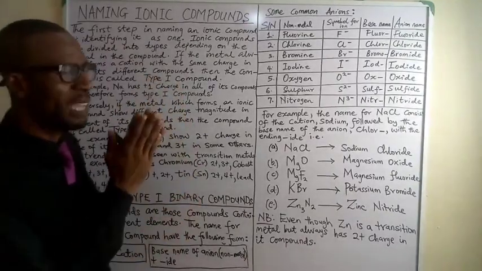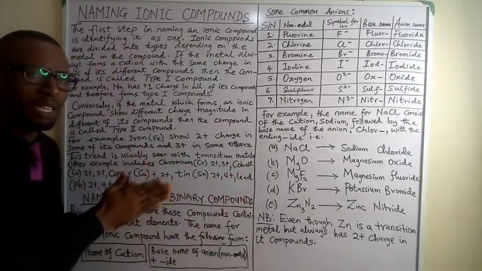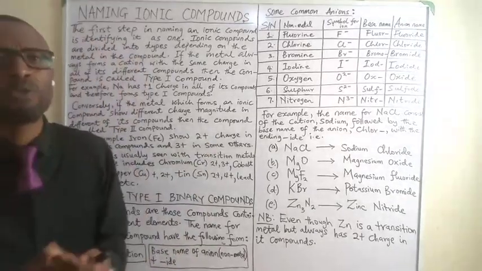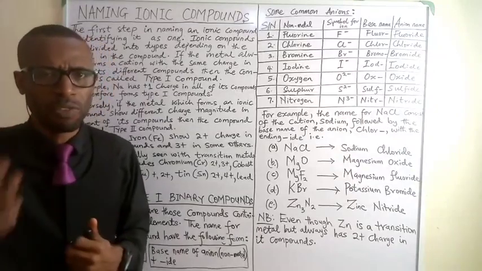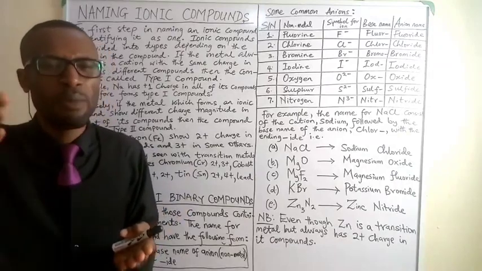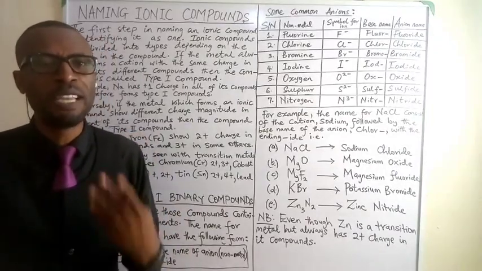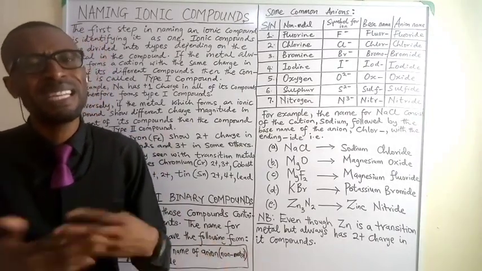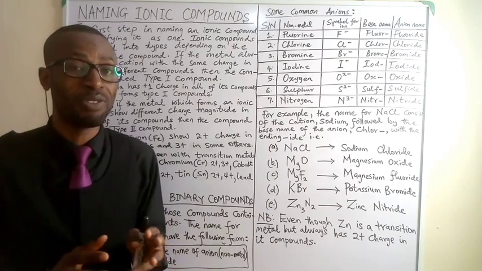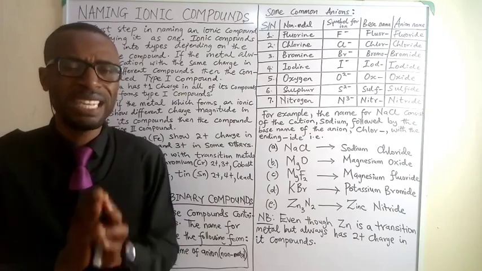Since we are talking about ionic bonding and ionic compounds, we are going to teach you how to name binary ionic compounds, in this case type 1 binary ionic compounds. When we get to covalent bonding and covalent compounds, we will teach you how to name binary covalent or molecular compounds, because the procedures for naming these two types of binary compounds are different. Pay attention to this, because when you understand these basic issues, it gives you a firm foundation in chemistry.